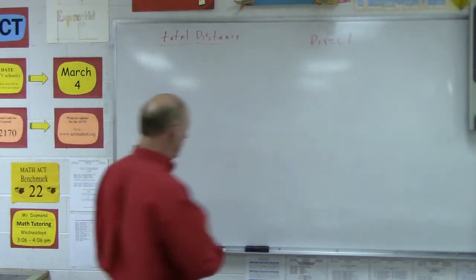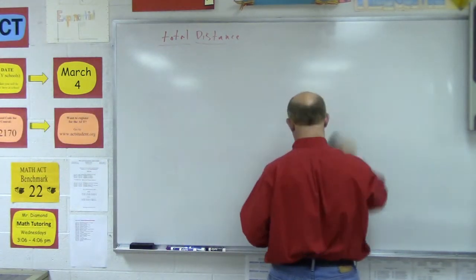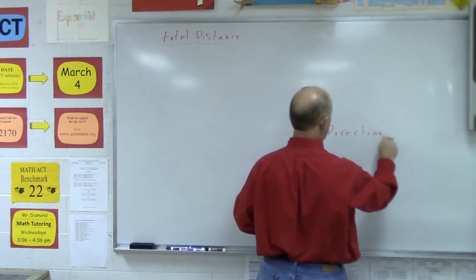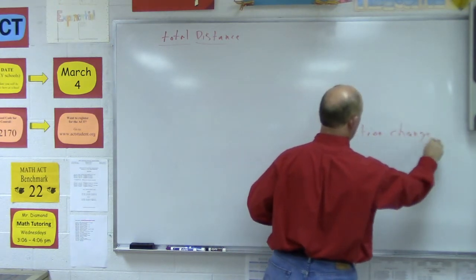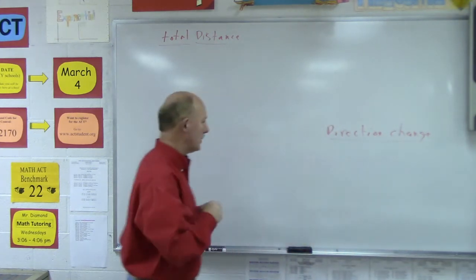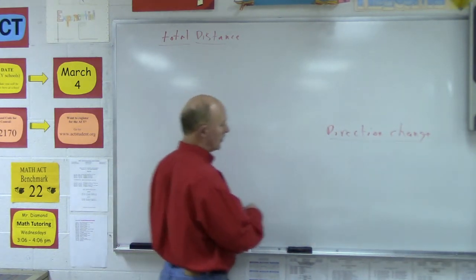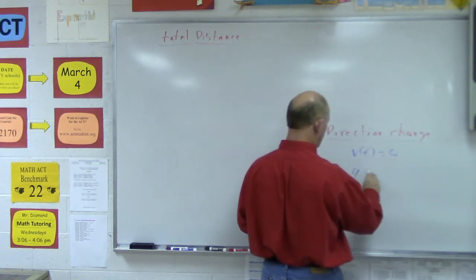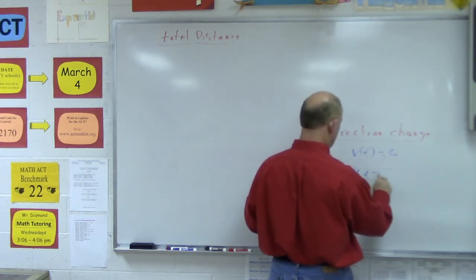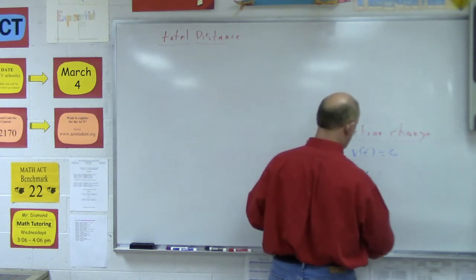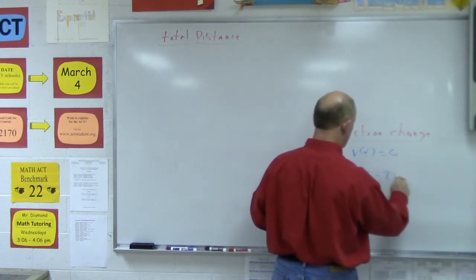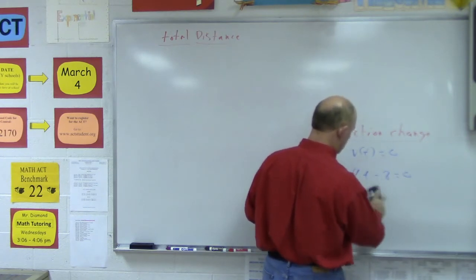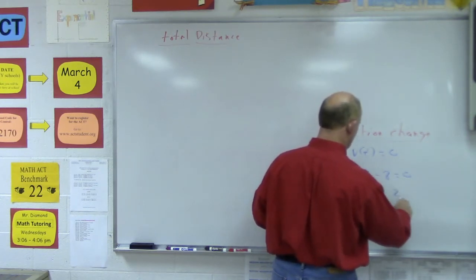Let's see if we have a direction change. Is there a change in direction of the particle? If there's a direction change, remember that's when the velocity is equal to 0. Our velocity function is 4t minus 8. So 4t minus 8 equals 0, so 4t equals 8, or t equals 2.